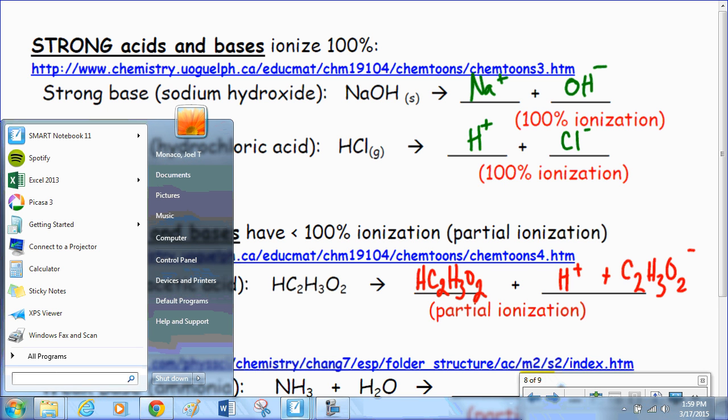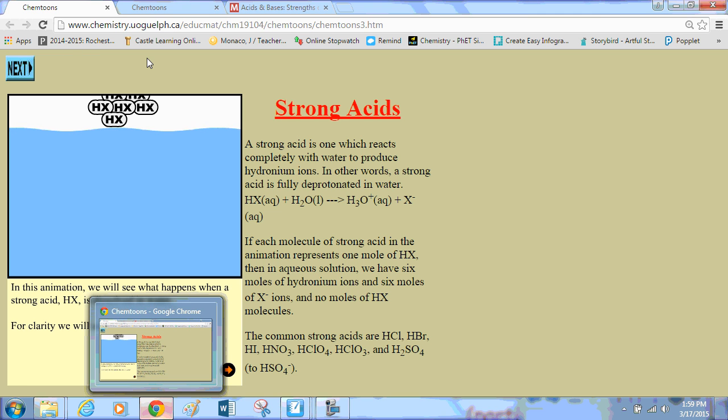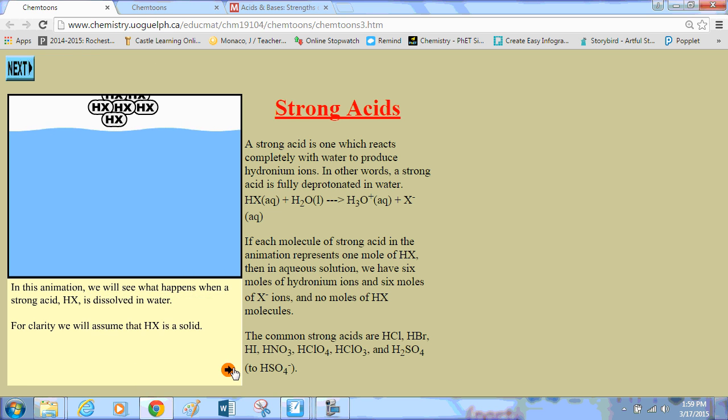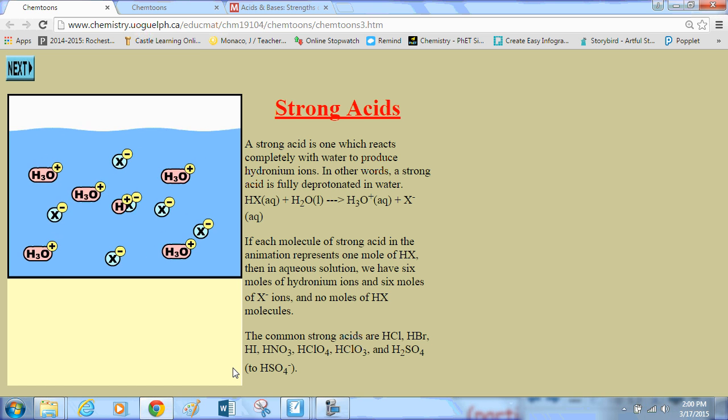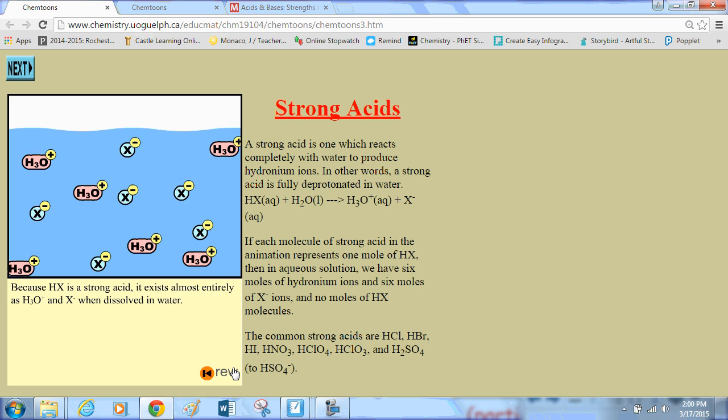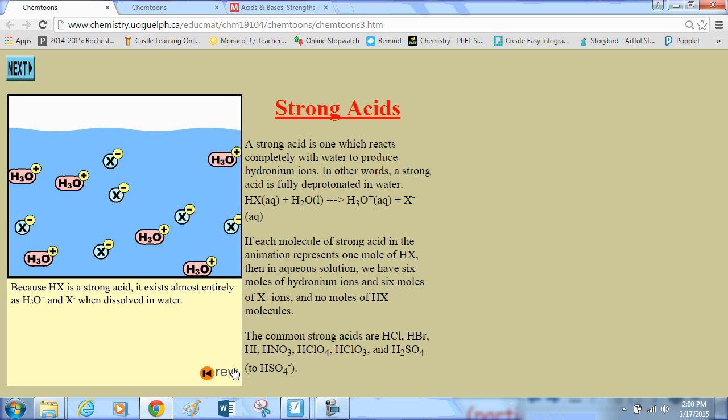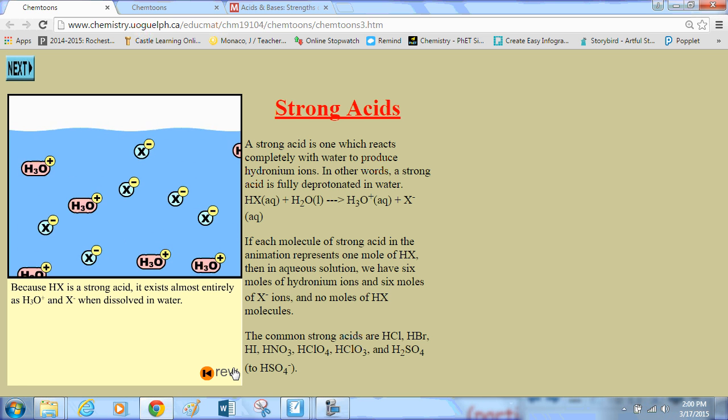So all courtesy for these animations goes to the Guelph University's acids and bases little tutorial. So when I add a strong acid to water, HX out front for acid, it completely dissociates into H plus and X minus, which the H plus then hops on through a coordinate covalent bond to the water molecule, and you get complete dissociation. All the acid becomes ions.